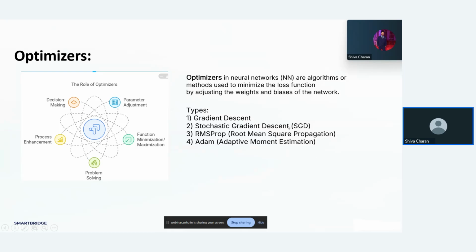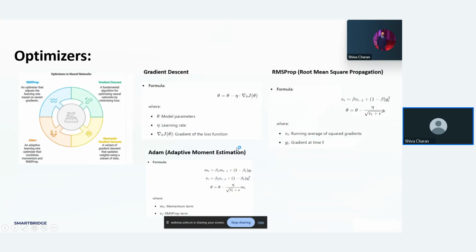There are many types in these optimizers too. Why do we use an optimizer? To minimize the loss. What are the types present? Gradient descent, stochastic gradient descent, RMS prop, ADAM. Okay, these are the types of the optimizers. And these are the formulas for the RMS prop, gradient descent, ADAM.